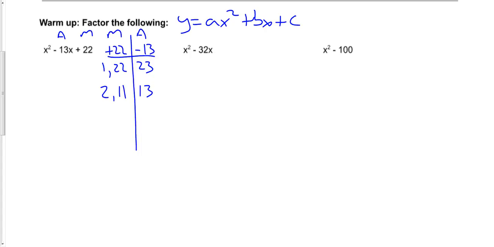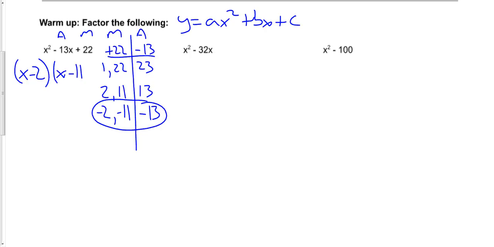I could flip this, because I know that positive 2 times positive 11 gives positive 22, but that adds to positive 13 here. If I multiply negative 2 and negative 11, that also gives me positive 22, and when I add those together, it gives me negative 13. So negative 2 and negative 11 meet the criteria for this particular factored form. So I'm going to write out x minus 2 times x minus 11 as my factors.